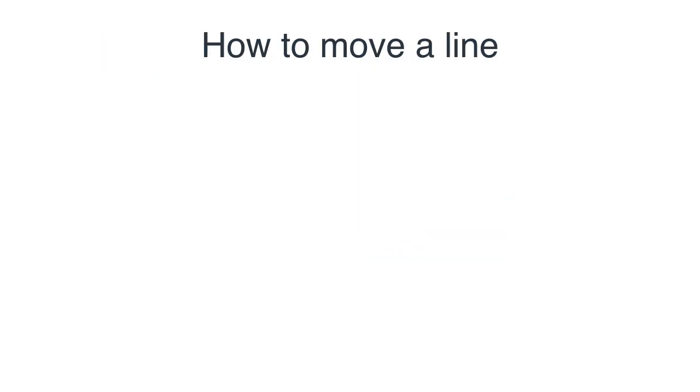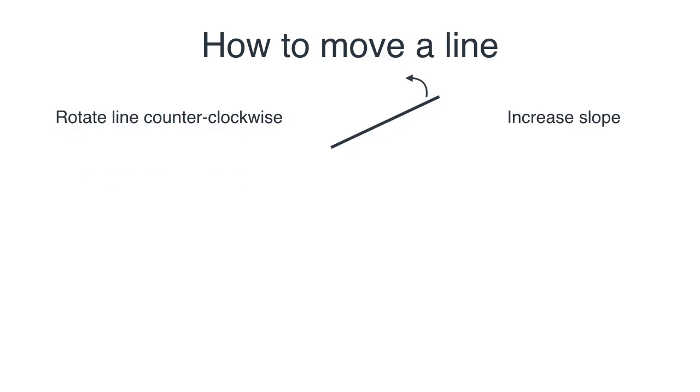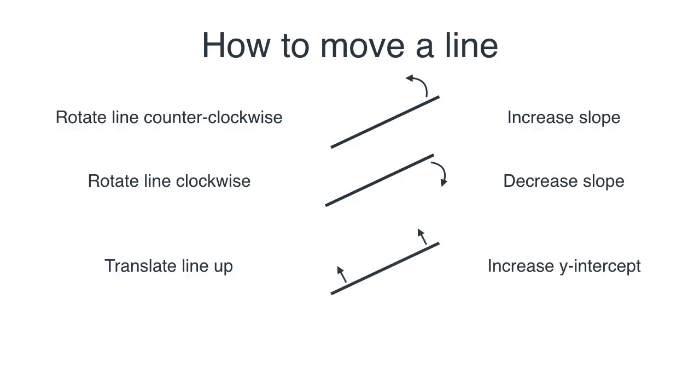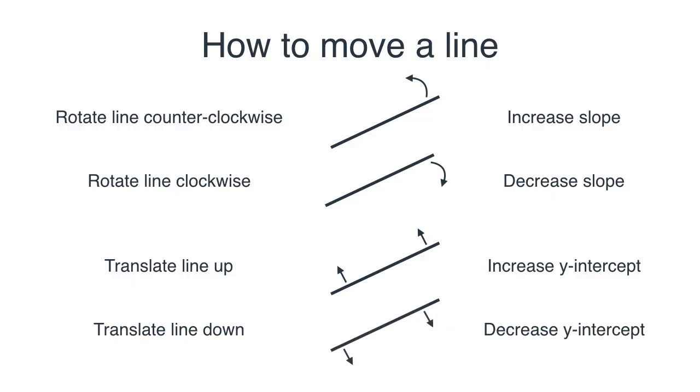So let's summarize. This is the cheat sheet for moving a line. To rotate the line counterclockwise, which is doing this, we want to increase the slope. In order to rotate the line clockwise, which is doing this, we want to decrease the slope. In order to translate the line up, which is doing this, we want to increase the y-intercept. And in order to translate the line down, which is doing this, we want to decrease the y-intercept.